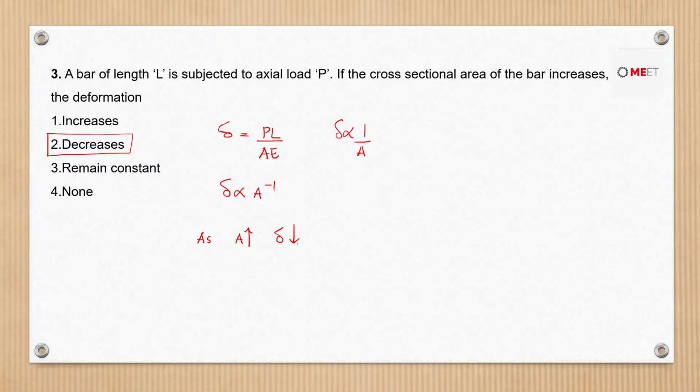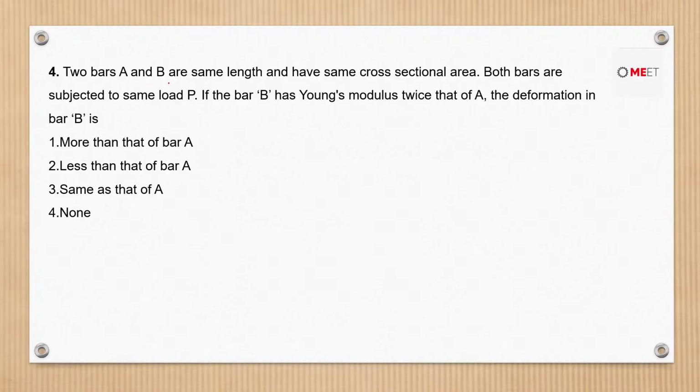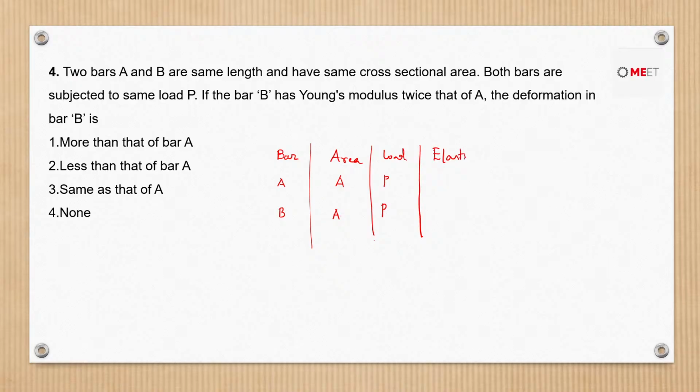Moving to the next question. Two bars A and B are of the same length, having the same cross-section area, A. Both the bars are subjected to load P. Bar B has Young's modulus, or elastic constant, 2 times that of A. That is, for B it will be 2 times E, and for A it will be E. The deformation of bar B is dash.